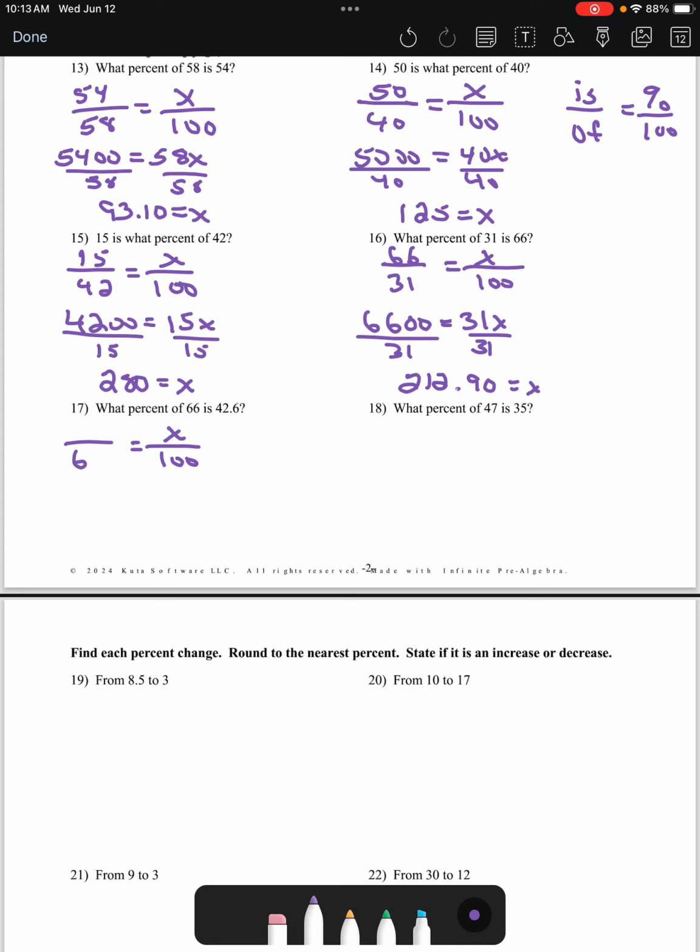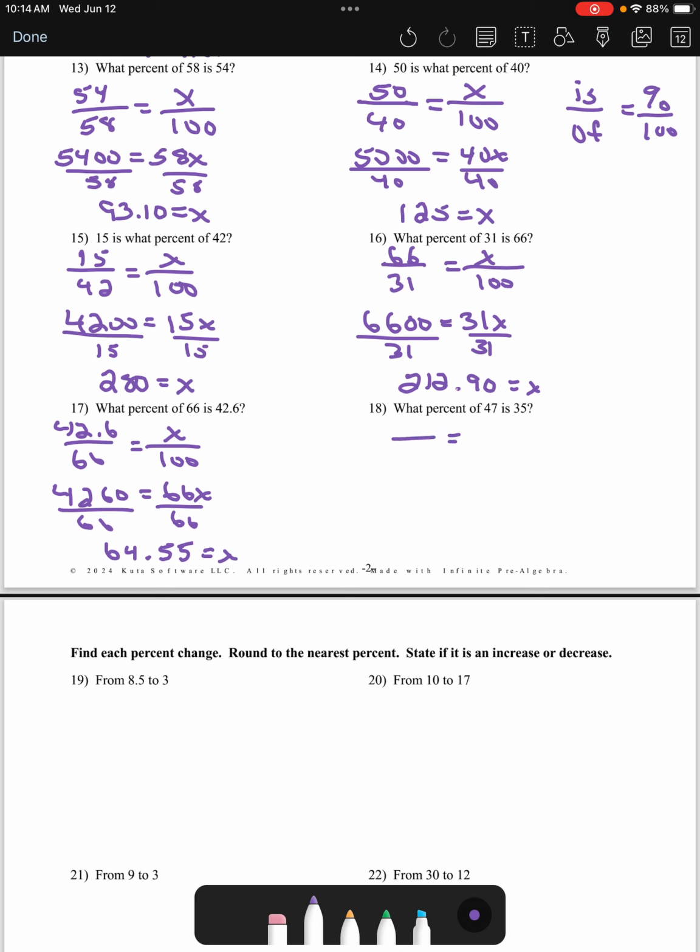What percent of 66 is 42.6? Cross products are 4,260 and 66x. And when we divide 4,260 by 66, we get a final answer of 64.55. We're rounding. Now, yes, when you're looking at this in your calculator, you might say, hey, that looks like it repeats. It does, but our directions are going to say 2 decimal places, done. So we are going to just round it at 2 decimal places and call it a day.